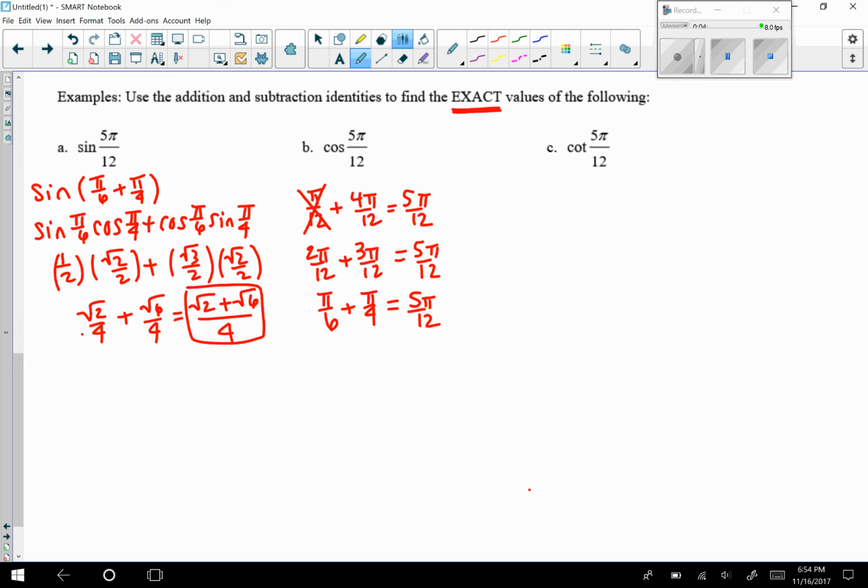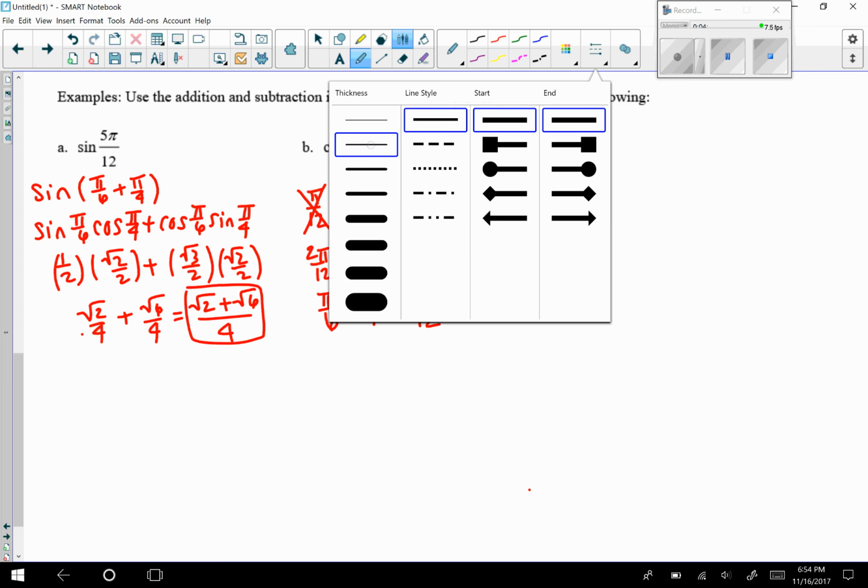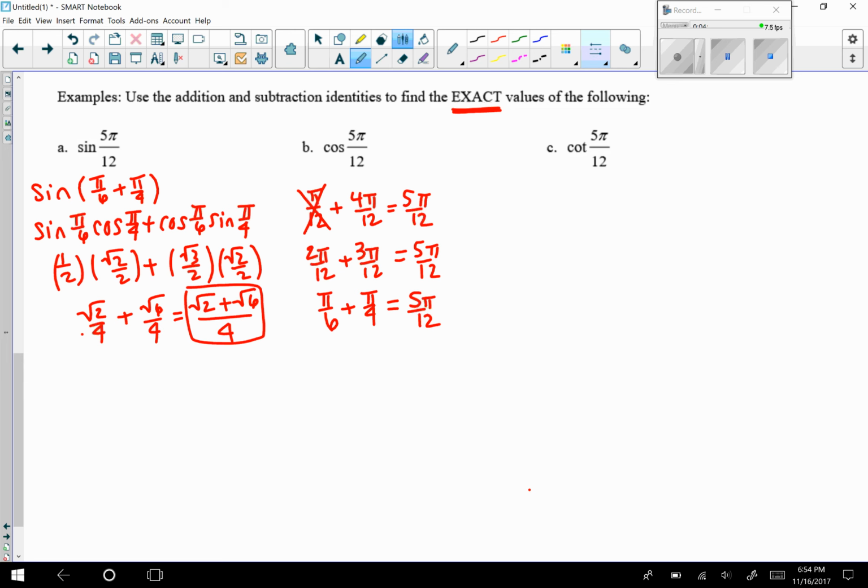Of course, if there are other numbers that add up to 5 pi over 12 that are on our unit circle, we could use those. Did we have to use the addition identity? No, we could find two numbers that subtract to 5 pi over 12 that are on our unit circle. So what if I used 8 pi over 12, minus 3 pi over 12, that's equal to 5 pi over 12. And 8 pi over 12 reduces to 2 pi over 3, and 3 pi over 12 reduces to pi over 4.